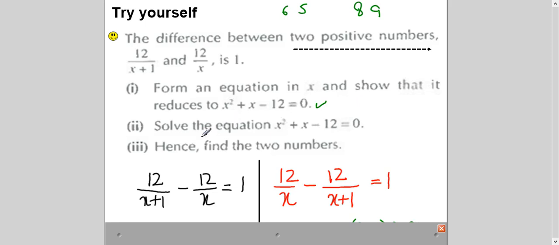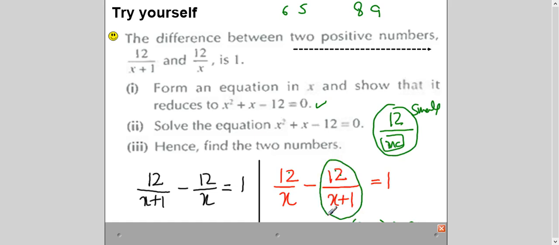But one concept: both numerators are the same. This denominator is x and this is x plus 1, and we know x is a positive number. So if this is 4, this is 5. If this is 8, this is 9. Now you remember, in the junior classes you learned one thing: if you increase the denominator, the overall number becomes smaller, right? So this fraction will have a smaller number compared to this one. So if this is a smaller positive number and this is a bigger positive number, then I'm getting 1.